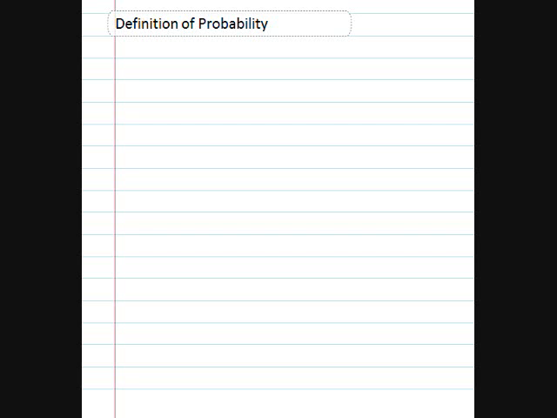In this video, we'll be discussing the basics of probability. Probability deals with measuring how likely it is for something to occur. First, let's look at some basic terms of probability.